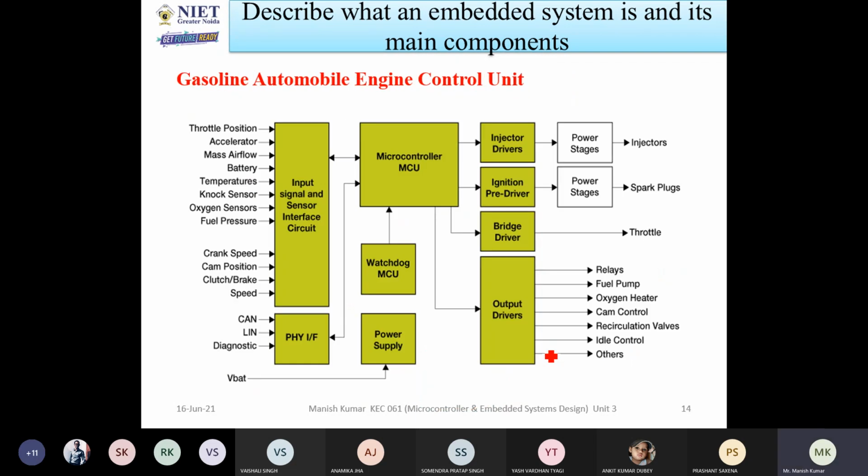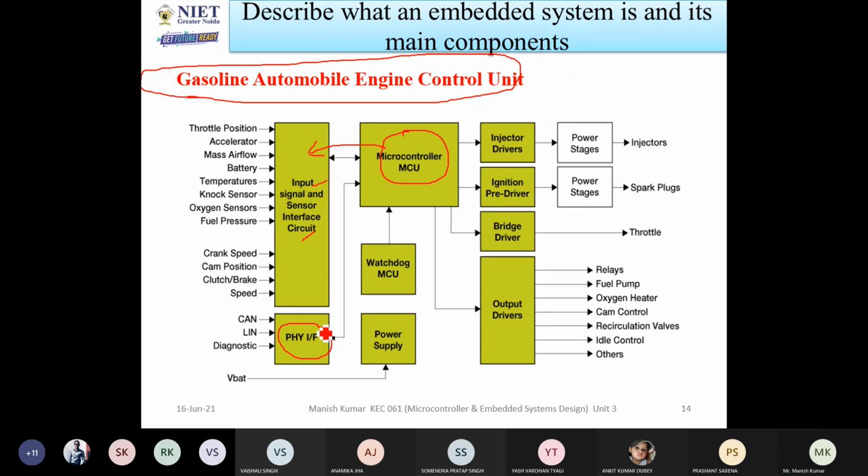The second example. In the second example, you can see it is a gasoline automobile engine. What will be done in these things? You can see with these examples, you can get a clear idea how the system will be made. So now you can see the first is the microcontroller unit. With this microcontroller unit, you can interface the input signal first. That is called input signal and sensor interface. Second, the peripheral interface for communicating with the network. If you want to communicate with the network, then you need a physical interface.